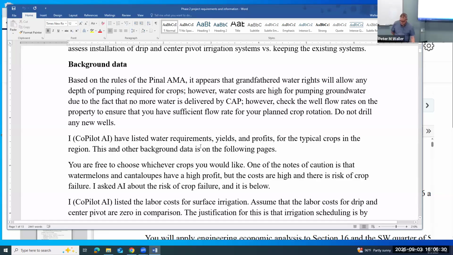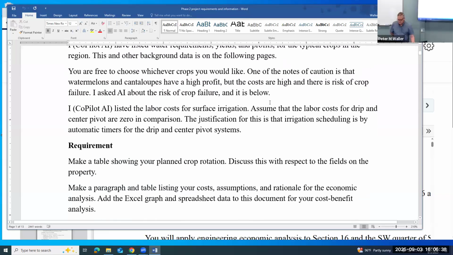Okay. So I've listed the water requirements, yields, and profits for the typical crops in the region. I'll go through that. You're free to choose whatever crops you like, but remember we probably have a 3 or 4 hour limit, so you might just want to go with alfalfa. I listed all the crops just for fun, I guess.